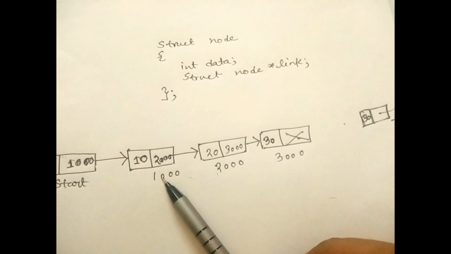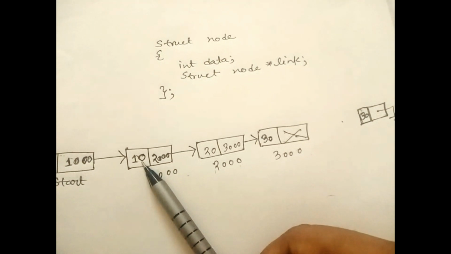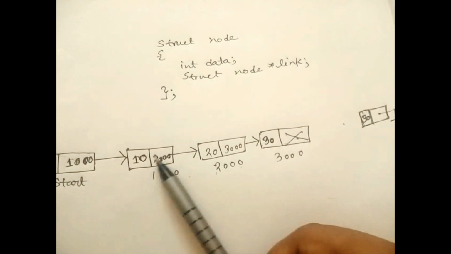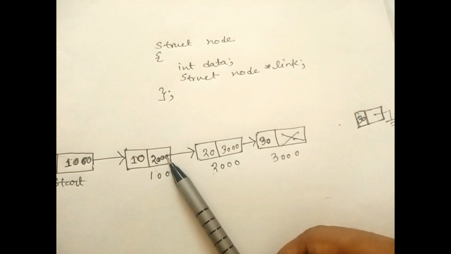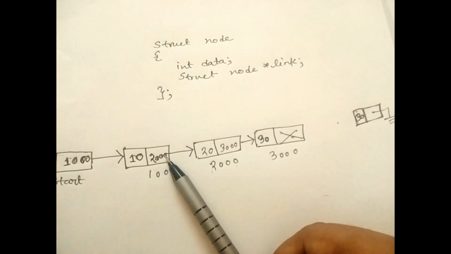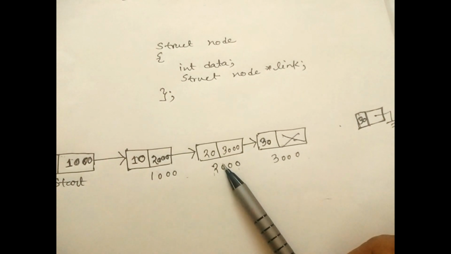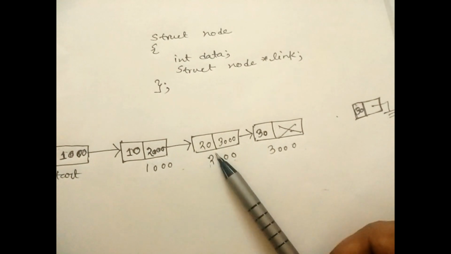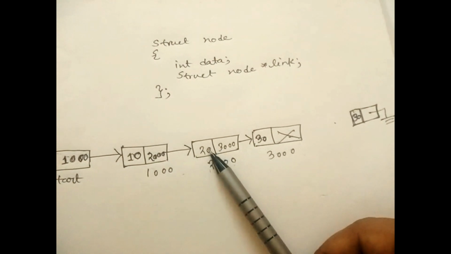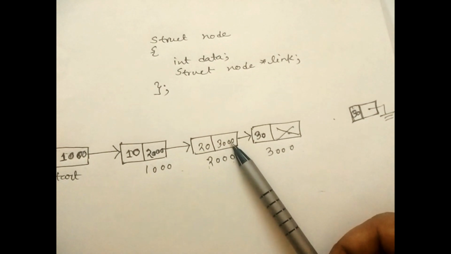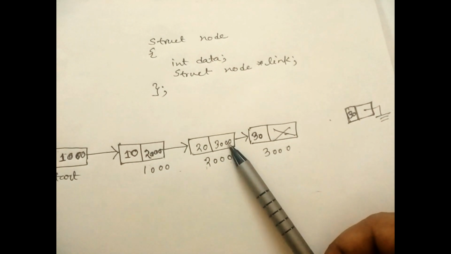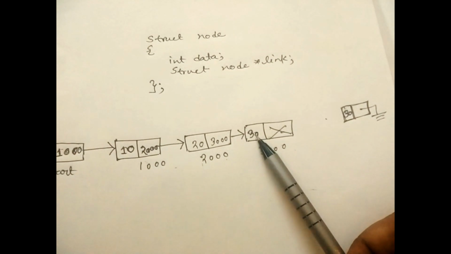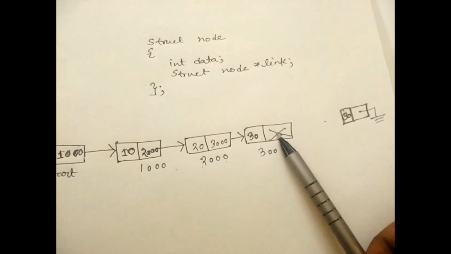The start node contains 1000, which is the address of the first node. In the case of the first node, the data field contains data, which is 10, and the second field contains the link or address of the next node, which is 2000. We can see here the address of the second node is 2000. In this way the first node points to the second node. In a similar way the data of the second node is 20 and the link field contains 3000, the address of the third node. And lastly the data of the third node is 30 and the link field contains null.